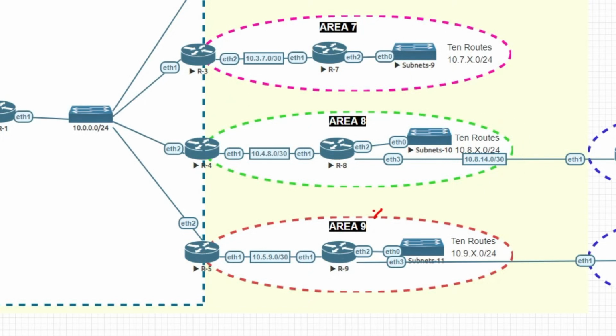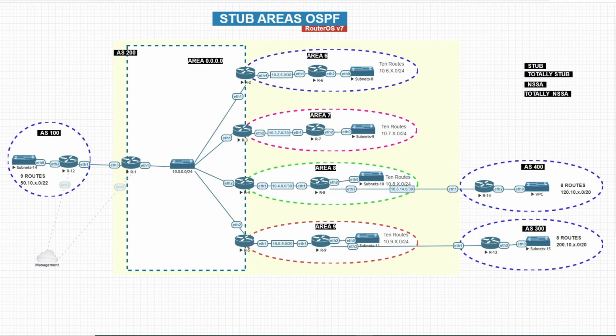Then we have area 9. R5 is the ABR, one interface connected to the backbone, one interface connected to area 9. That area is advertising 10 routes, 10.9.x.0/24. So you can see that if I go to any of those devices, they are going to have a pretty big routing table. In this case, we are announcing just 10 routes, but we can have hundreds of routes coming from different areas. Additionally, we have 3 ASBRs.